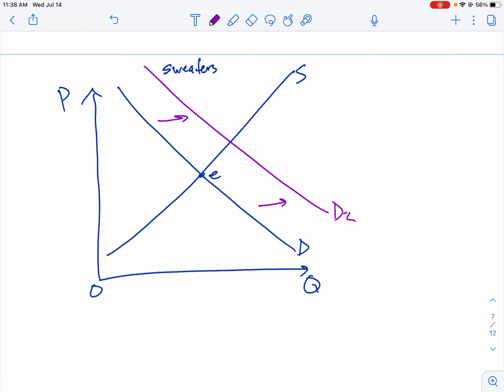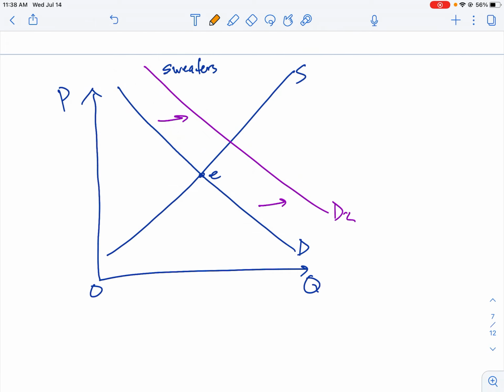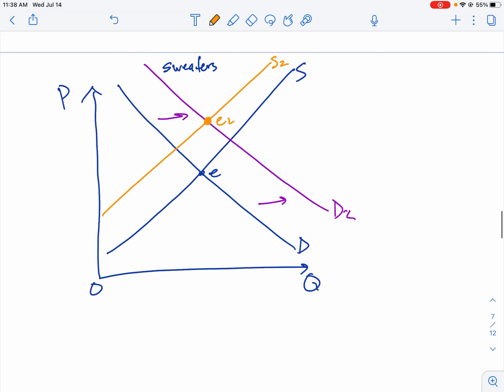But at the same time, the materials, the cotton and the wool and the materials that go into making the sweaters become more expensive. And so if input prices go up, then you know that the supply will decrease. And so the combination of both of those gives you a new equilibrium up here.